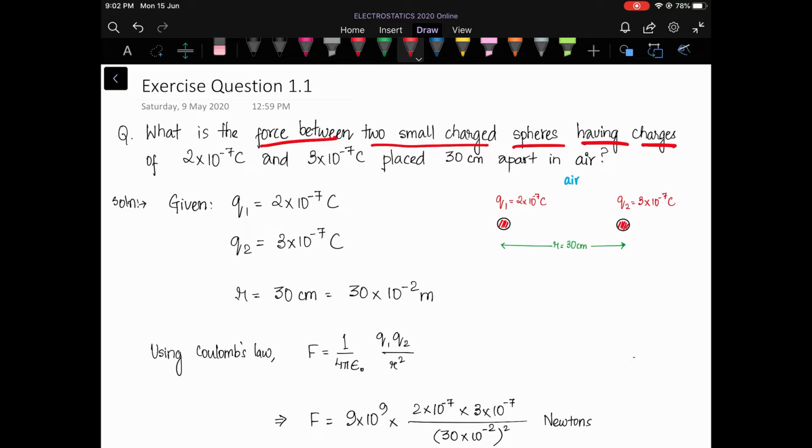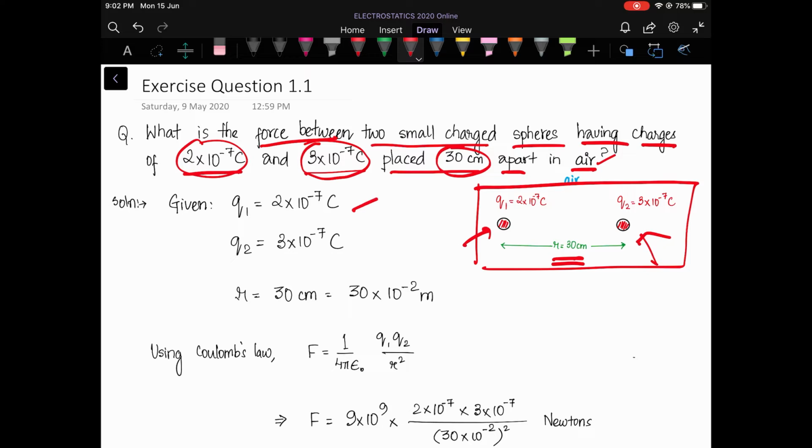Having charges 2 into 10 to the power minus 7 coulombs and 3 into 10 to the power minus 7 coulombs, placed at a distance of 30 centimeters apart in air. Clearly you can see they have mentioned the medium as air, and they have given the values of Q1, and this is Q2. They have also given us the distance R. So we have written Q1, Q2, and the distance R, but since we are going to follow the SI system, I have converted the centimeter into meter by multiplying by 10 to the power minus 2.